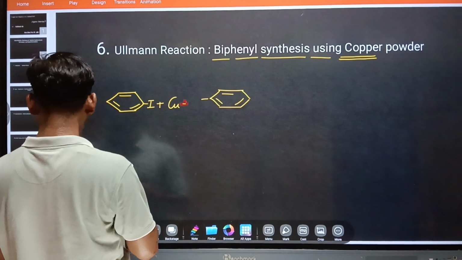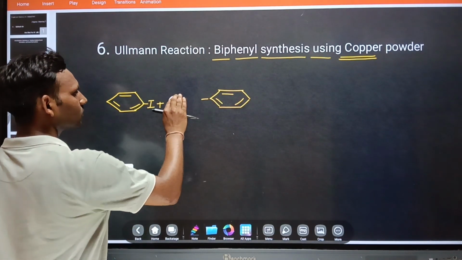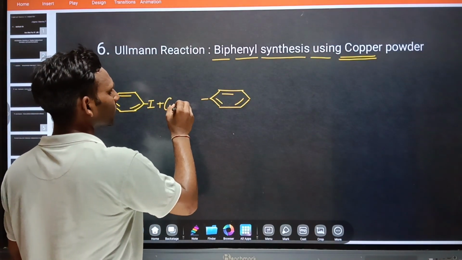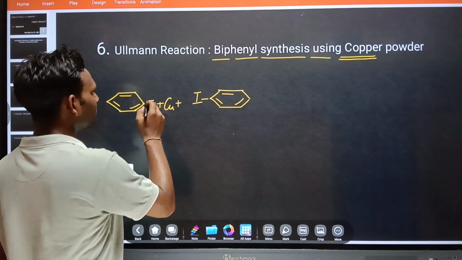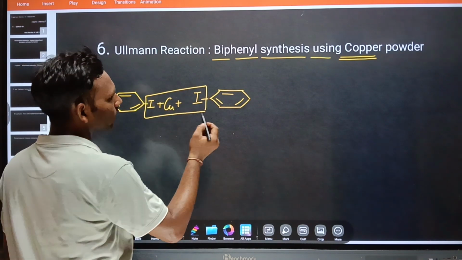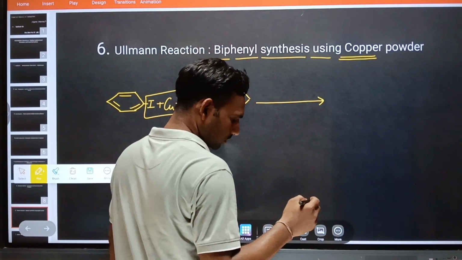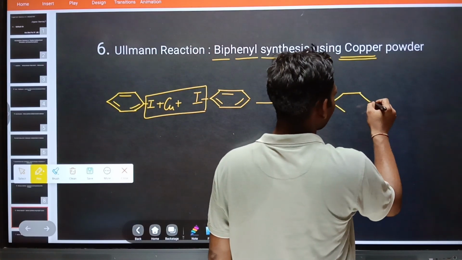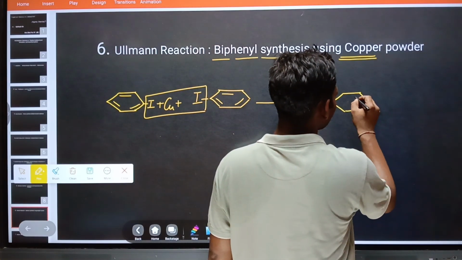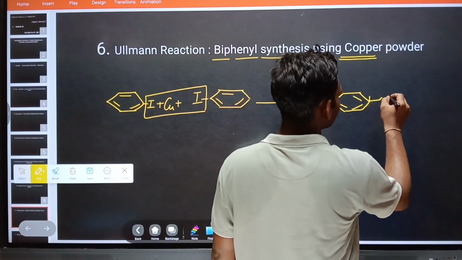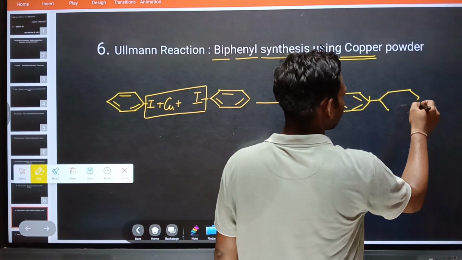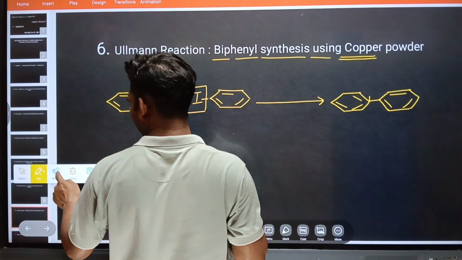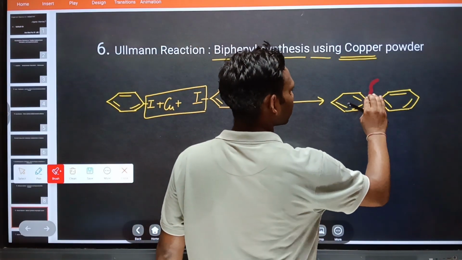Phenyl iodide. Cu, copper, plus phenyl iodide. Here the CuI is removed from the ether. Biphenyl compounds form.